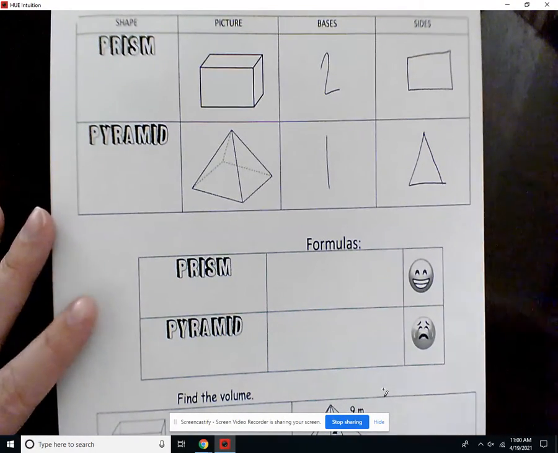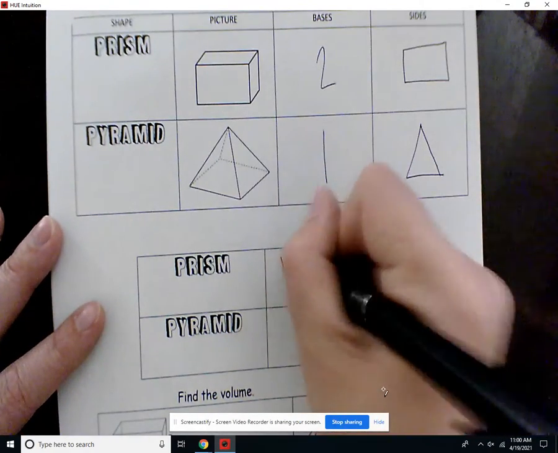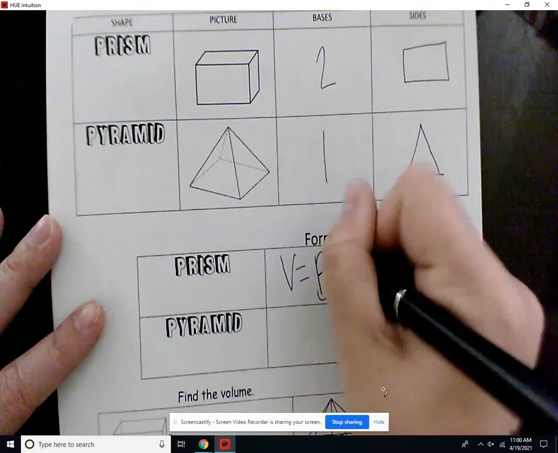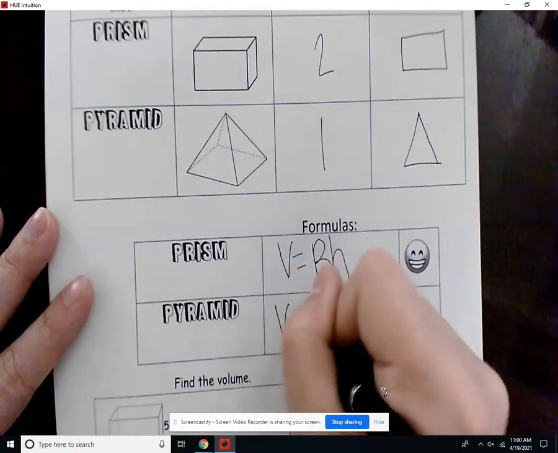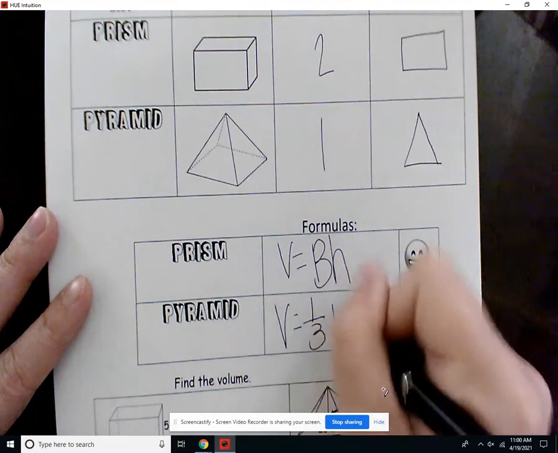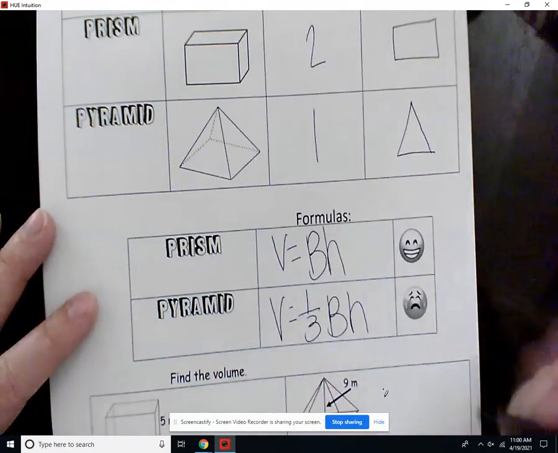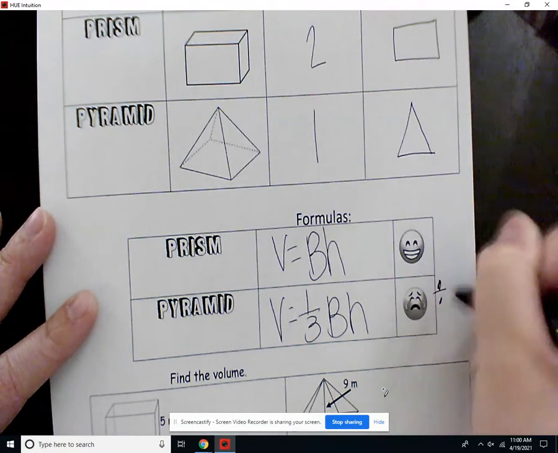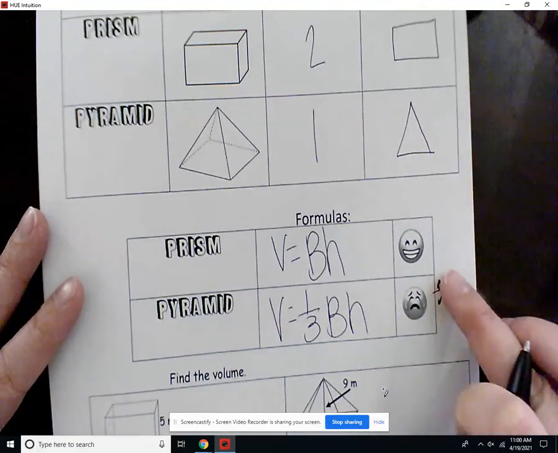For your formulas, kind of similar, but there's one part that makes it different. So for your prisms, we have V equals BH. And then for your pyramid, we have V equals 1/3 BH. And so the 1/3 just means divide by 3. So we'll find the area of our base times our height and then divide it by 3 at the end.